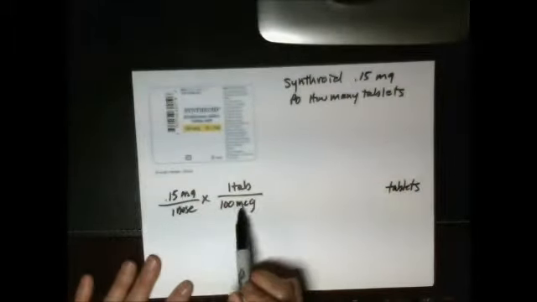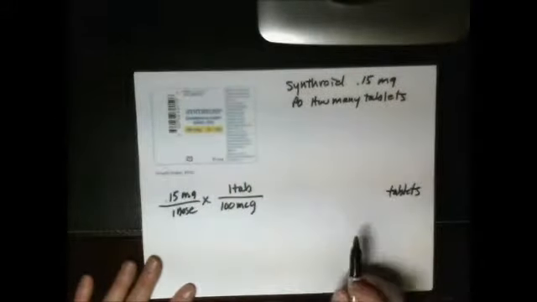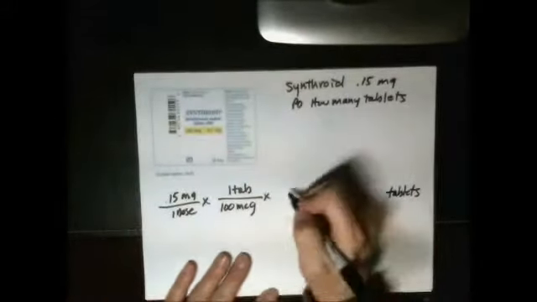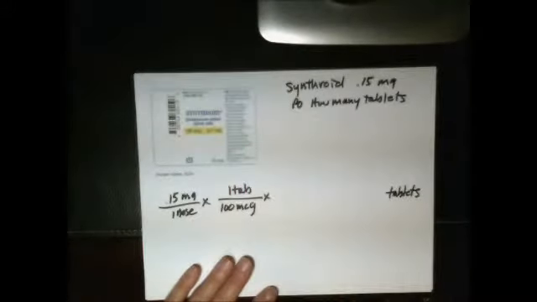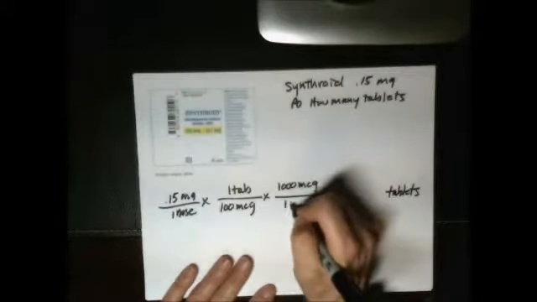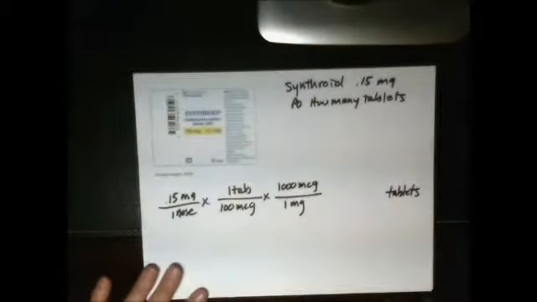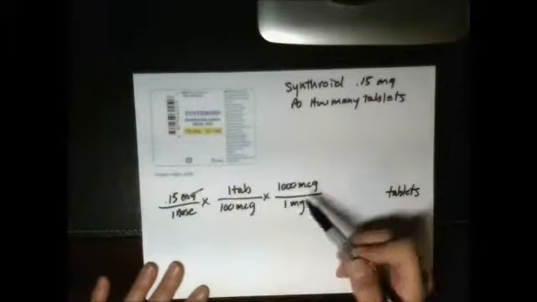Now these units are not the same. So now we have to add that unit conversion step. We're going to want to cancel micrograms top to bottom, so I'm going to put 1,000 micrograms over 1 milligram. And now we're going to start to cancel like units. Milligrams cancel milligrams, micrograms cancel micrograms, so our answer is going to be in tablets.